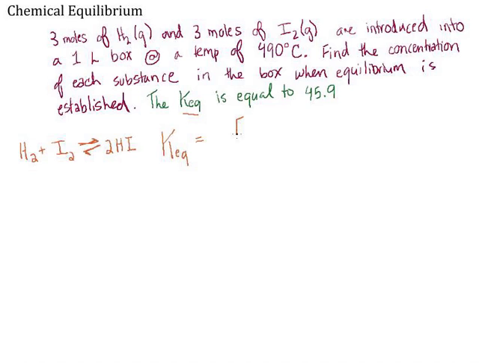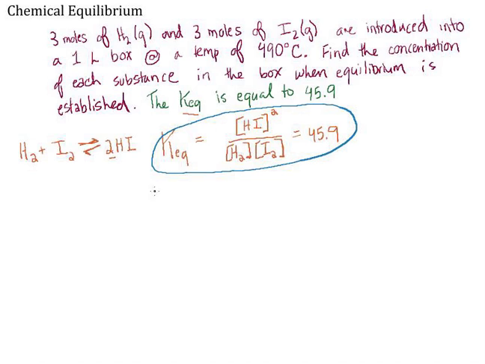you've got some amount of HI to the power of its coefficient, which in this case is 2, over some amount of H2, and its coefficient is just 1, so it's not going to have a power. And then I2, which again has no coefficient, so it's just going to be to the 1 power. And we know that that's all equal to 45.9. Okay, I'm going to put a big old circle around that.